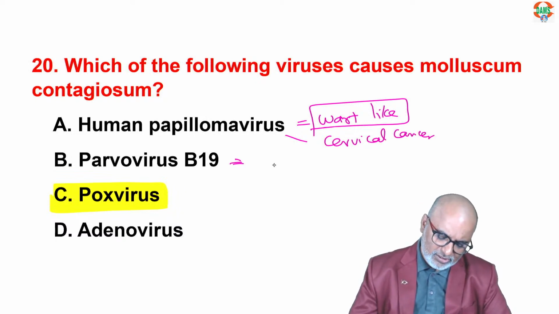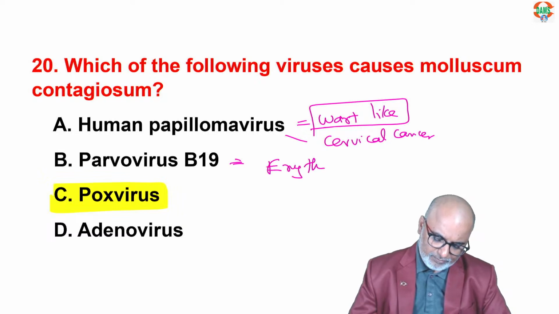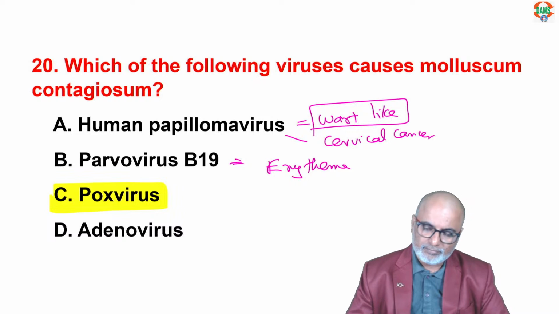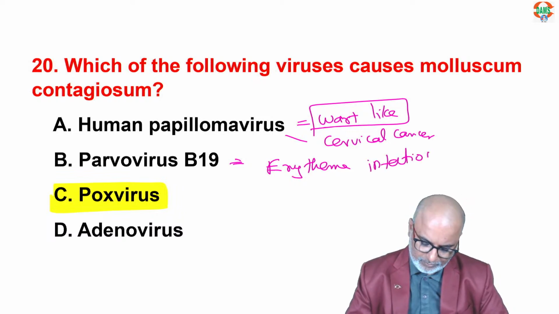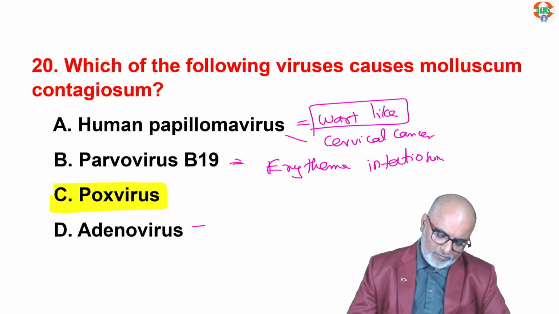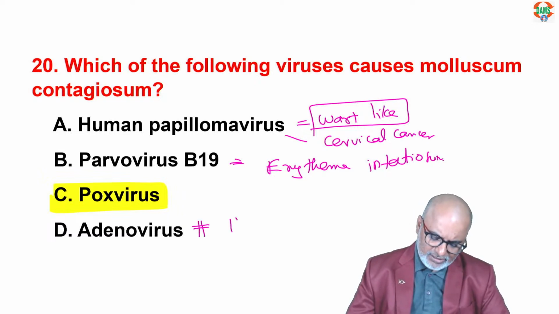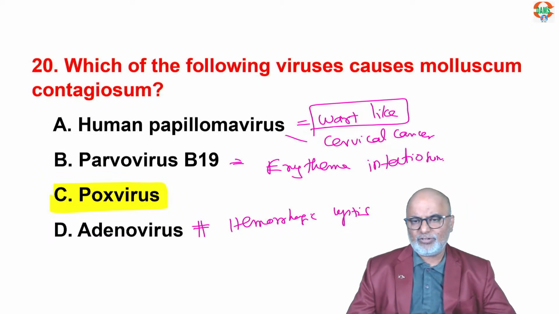Parvovirus B19 causes fifth disease, erythema infectiosum. Adenovirus causes hemorrhagic cystitis. Epidemic keratoconjunctivitis.